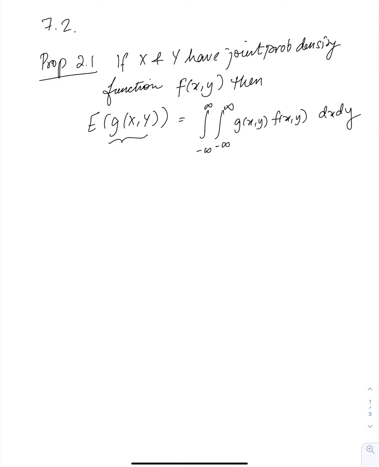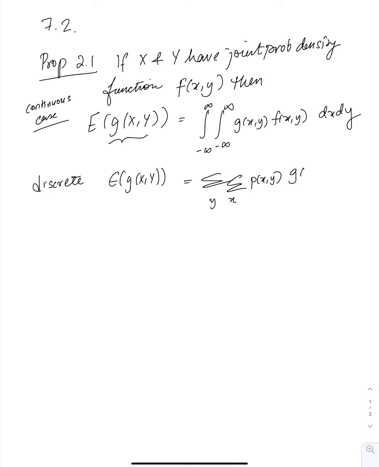Okay, and you have a similar kind of thing. This is the continuous case. And in the discrete case, you have the expectation of g of x,y is the double sum over x and y of the joint probability mass function times the function g of x,y. Okay, all right, so I'm just going to show you this in the continuous situation.